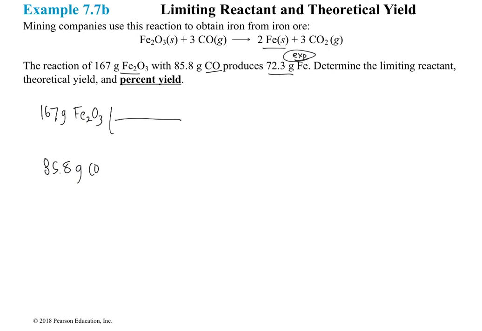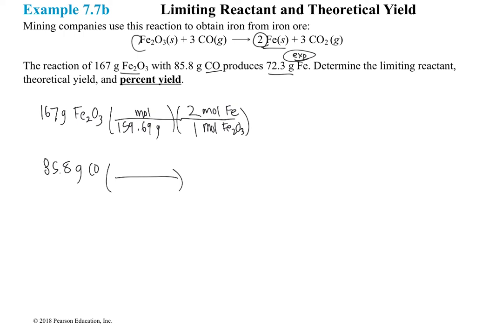So let's use the molar masses of iron oxide and carbon monoxide. Iron oxide has a molar mass of 159.69 grams per mole. Now I can go from moles of iron(III) oxide to moles of iron using the stoichiometry. So 1 iron oxide, 2 moles of iron. And that gives me 2.091 moles of iron. Here for carbon monoxide, I have 28.01 grams per mole.